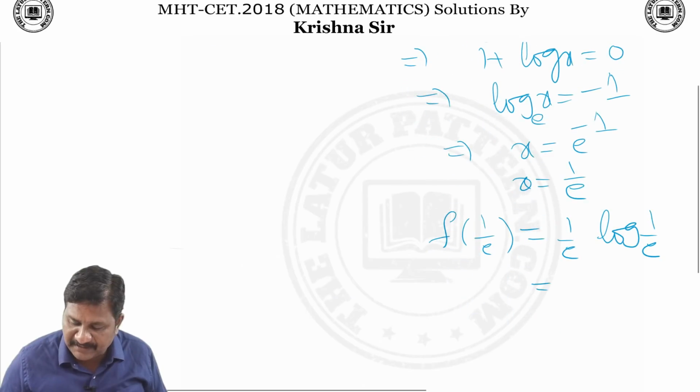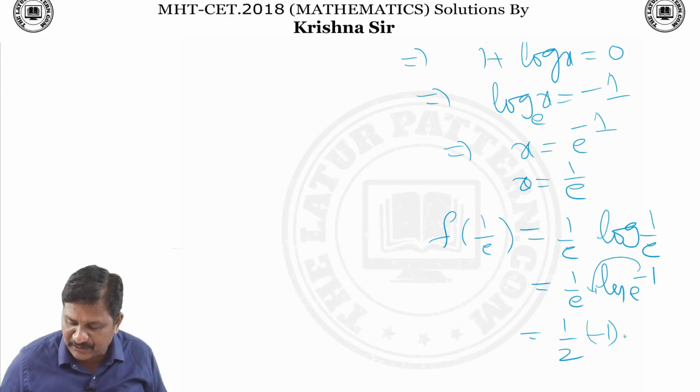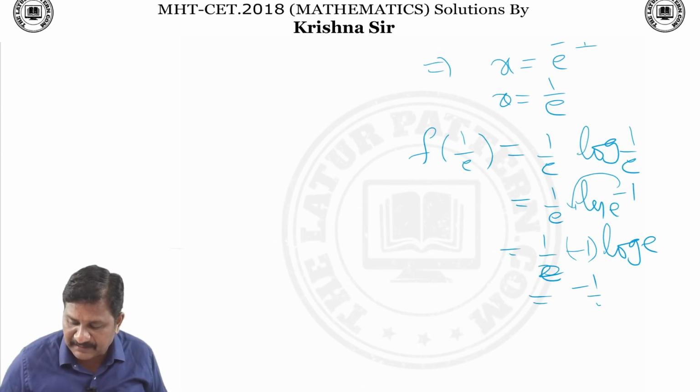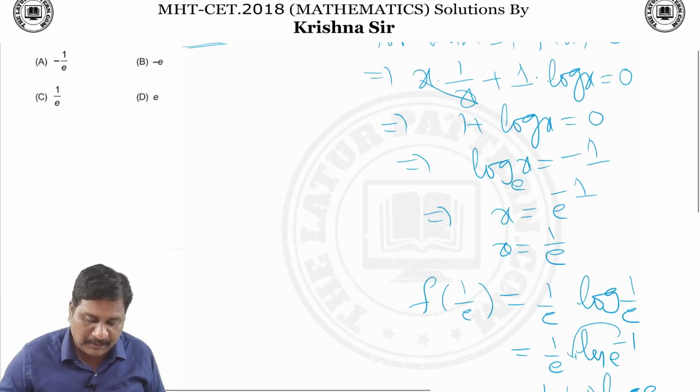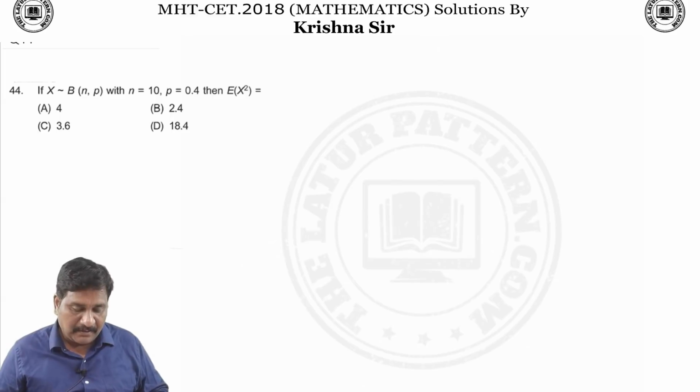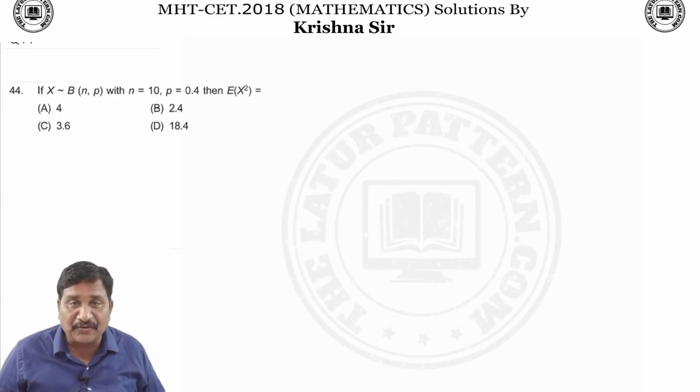This can be taken as 1 by e log of e raised to minus 1. 1 by e minus 1 comes to coefficient, minus 1 into log e. So the solution is minus 1 by e, where log e is equal to 1. So the option is A. The solution of question number 44.